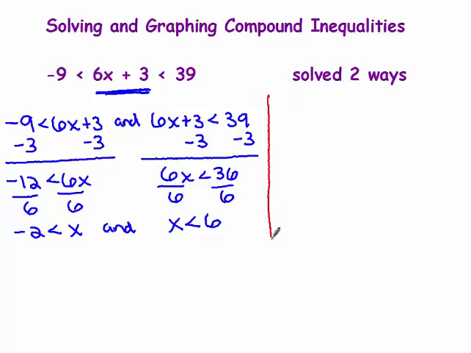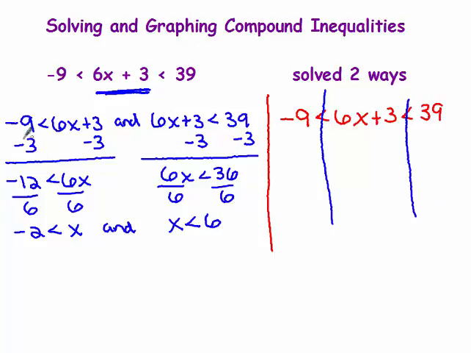I'd like to show you the other way you could solve this. We're going to leave the compound inequality, this conjunction, together and solve it as one. I personally think this is a little bit easier, but some people have problems seeing it in the very beginning. I want you to think of this as 3 different parts.